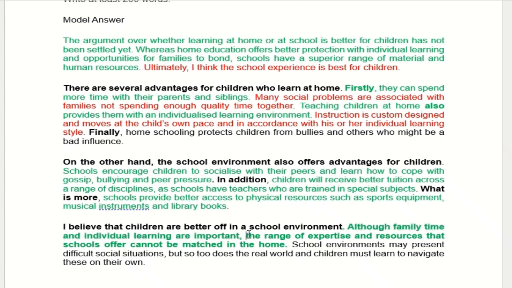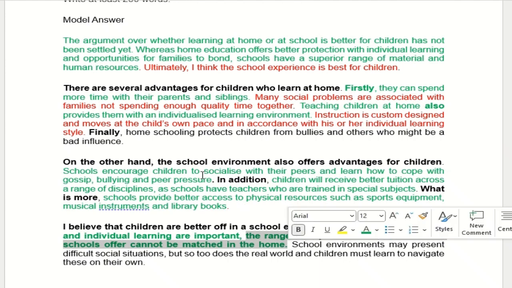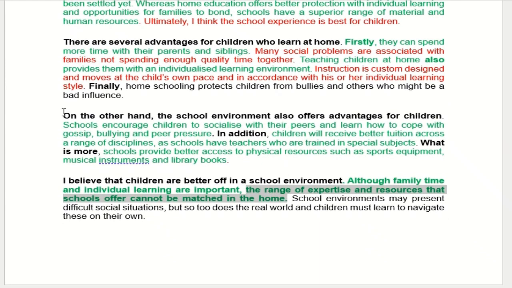Now, the second part of this clause says the range of expertise and resources that the schools offer cannot be matched in the home. This part is now representing the second body paragraph. Remember the reasons given in the second body paragraph. The first one says schools encourage children to socialize with peers. And the next one says children will receive better tuition across a range of disciplines.